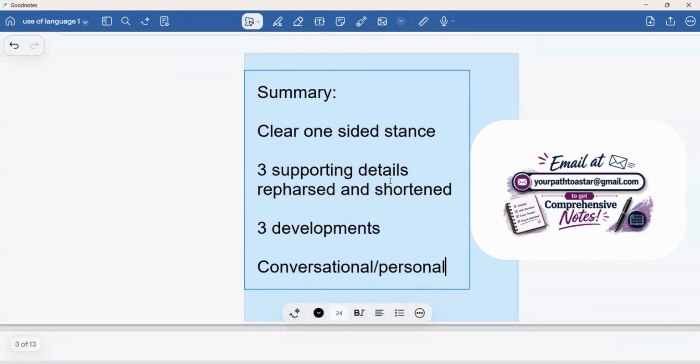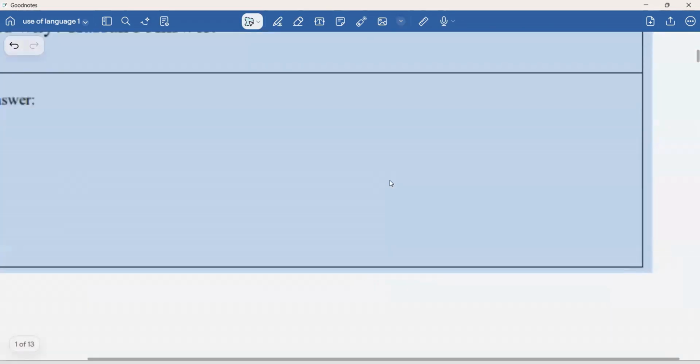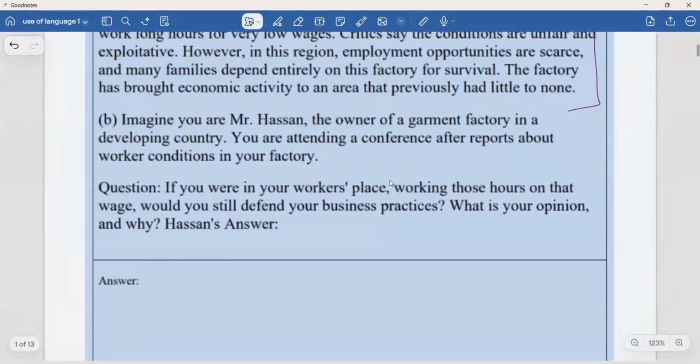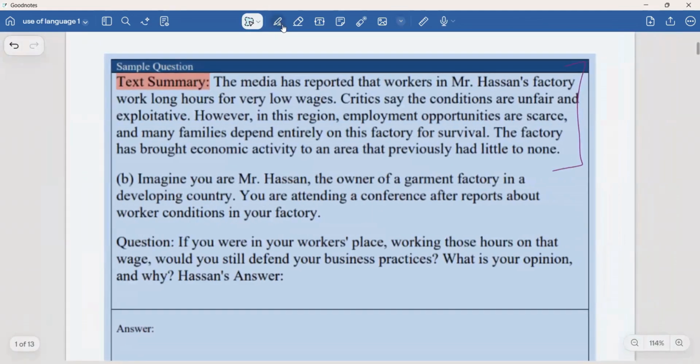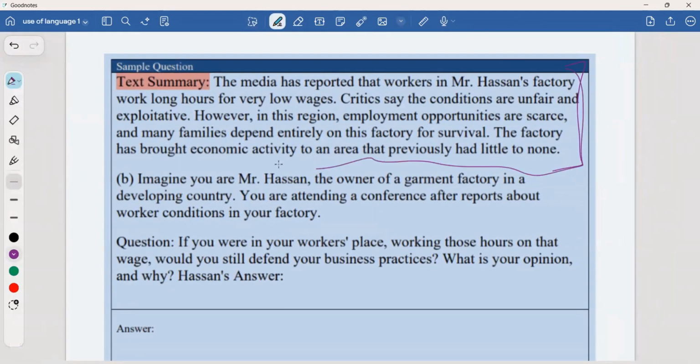I hope you understand. Now I will give you a sample question. Here is the text. Look at this text, then read this question and write your answers in the chat and I will answer. Thank you.